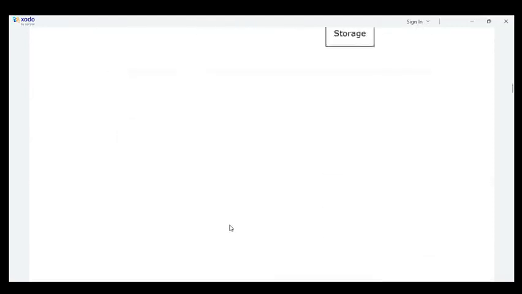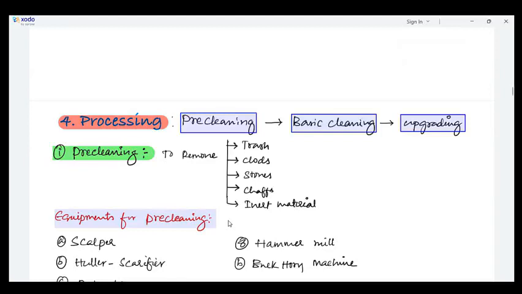So to be more specific, this is a sequence. Whenever the seed lot or the seeds are going into the processing plant, it is the pre-cleaning first. After the pre-cleaning, there is a basic cleaning, and then there is an upgrading. So you might have heard about several machines like a gravity separator, roll mill, indent cylinder, inclined draper, cylinder separator, spiral separator, and electronic sorter.